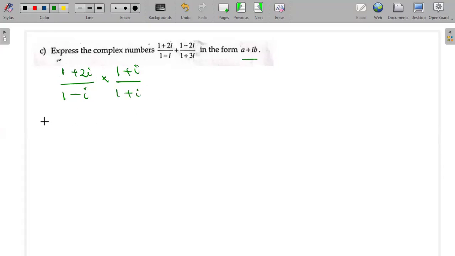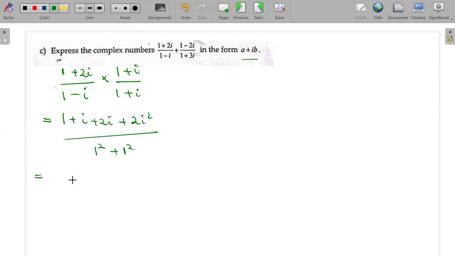And this is going to be equal to 1 multiplied by 1 gives me 1, 1 multiplied by i gives me i. And then I have 2 multiplied by 1, that gives me 2i, and then 2i multiplied by i gives me 2i squared. Then over, here just write 1 squared plus square the number that is in front of the i, which is just 1, so I have another 1 squared.